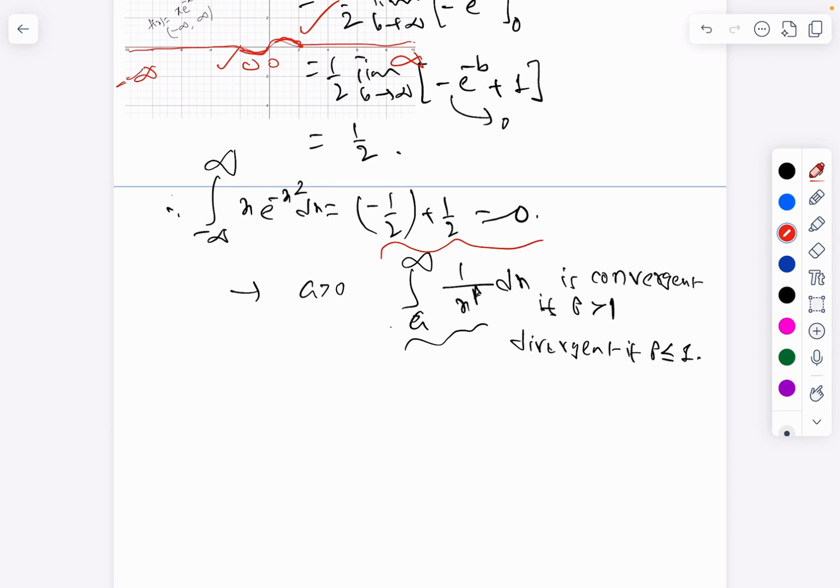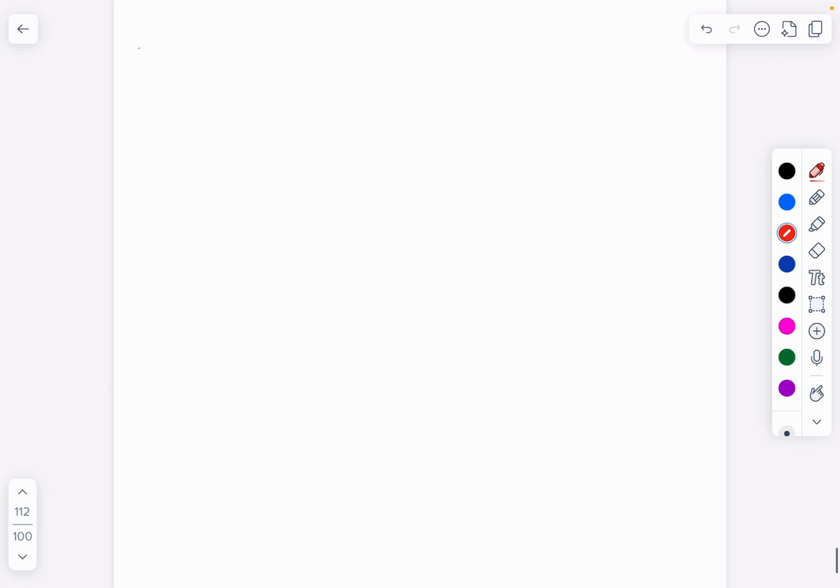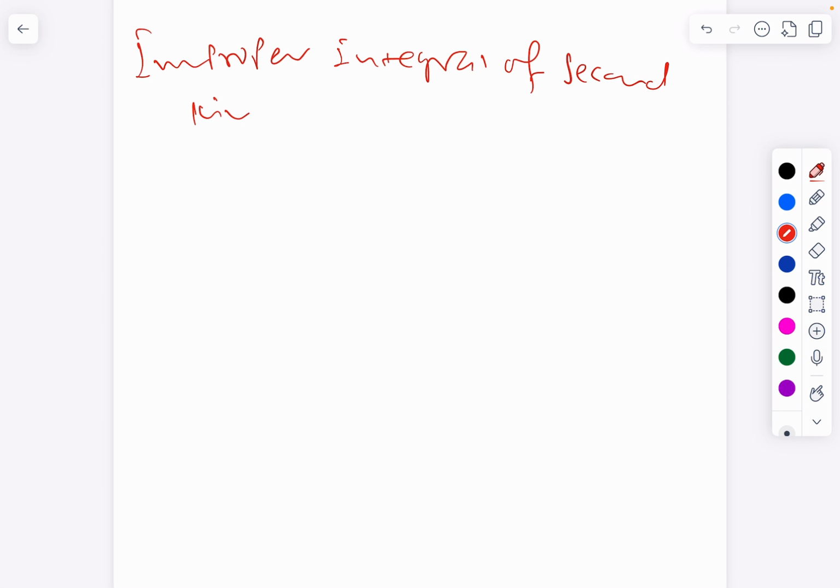Now, improper integral of the second kind. So here in improper integral of the second kind, what do we have? Let us give one example: integration from 0 to 1 of 1 upon x. At this lower limit, the function tends to infinity, or you can say unbounded.